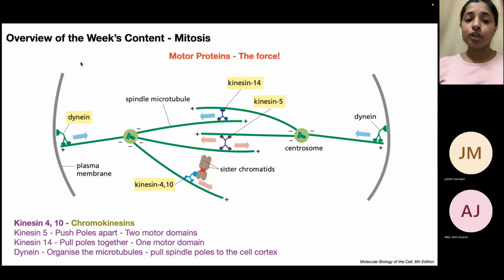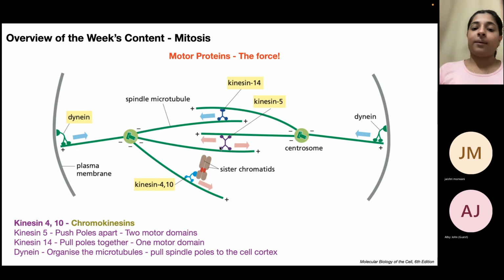So according to this image, we can see that in these interpolar microtubules, there are kinesins such as kinesin 14 and kinesin 5. Kinesin 14 is a protein that pulls the poles together. So it attaches to both the poles and pulls them together.